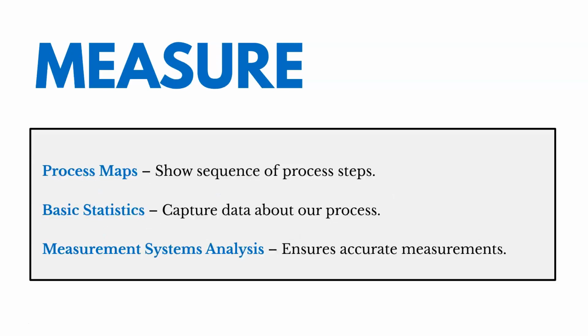Okay, then in the measure phase, we're measuring the current process as it is today. We're trying to get a snapshot of where we are. We could use process maps that show the sequence of process steps to show what's happening in the process and potentially who's doing what. And then we might capture some basic statistics about the process. And then we might use something called measurement systems analysis. So as we measure the process, we want to make sure that the measurements that we're taking are accurate. And so MSA, or measurement systems analysis, makes sure we're getting accurate measurements. So again, we have this good snapshot of where we are today.